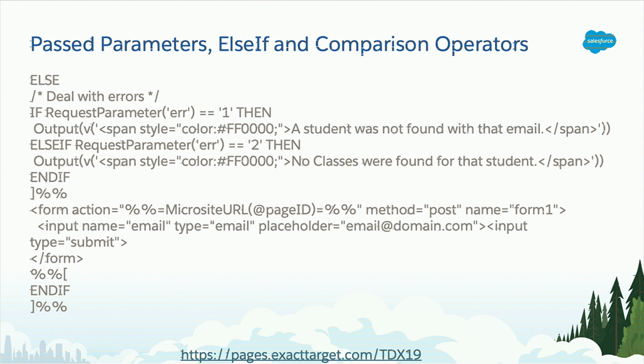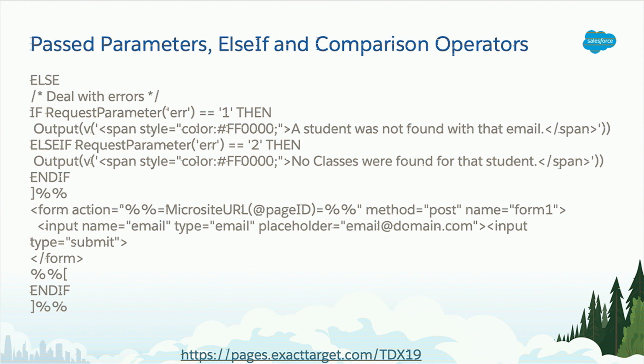In this case, we're using microsite URL. What that allows you to do is actually encrypt the submission of the form. So you don't have to worry about something like an email address being in plain text, being passed as a parameter. It gets encrypted when it gets submitted, and then you extract it back out, just the same way with using that request parameter function.